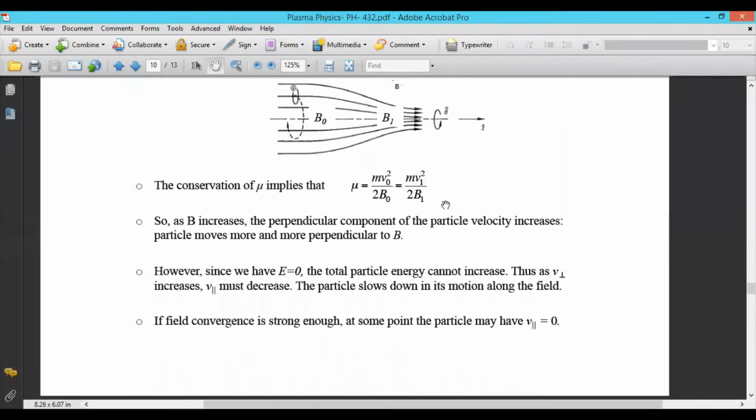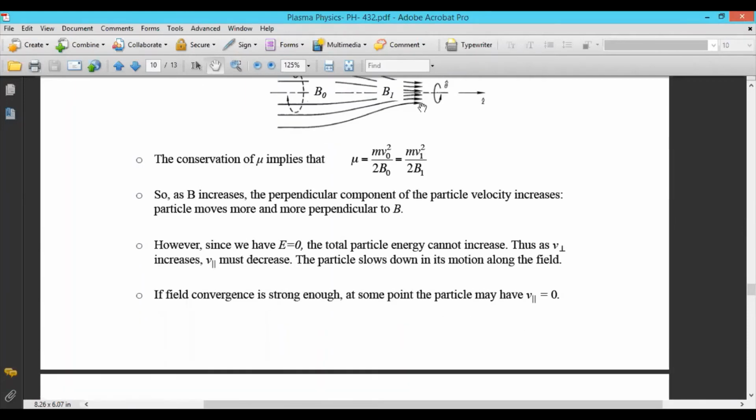However, since we have E is 0, we do not have an external electric field that can give energy from outside to the particles. So the particle energy cannot increase. So this is the case where V perpendicular increases and V parallel decreases, and the particle slows down in its motion along the field lines. So if field convergence is strong enough at some points, the particle may have V parallel equals 0. And at that point, the particle will be totally reflected back due to the magnetic field.